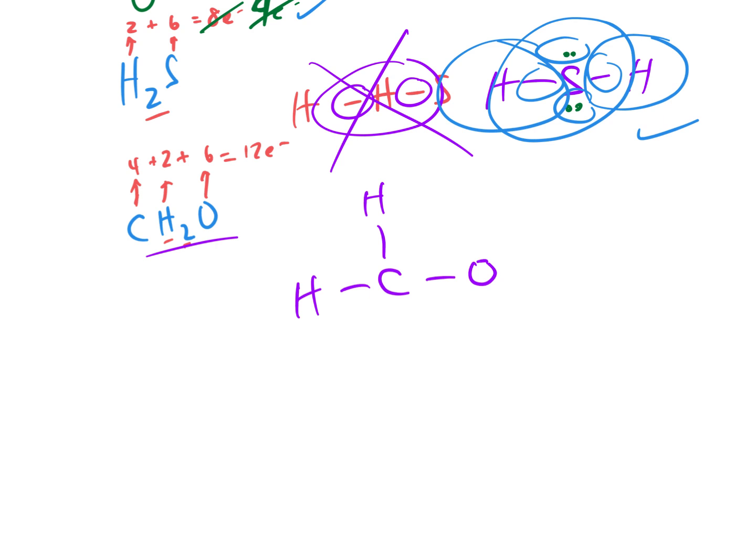All right, how many electrons have we used so far? 6, so we have 6 left. Where do they go? Around the oxygen and carbon. Which one first? Oxygen and carbon. Why oxygen? Anybody know why oxygen first? Is it because it has the most electrons?